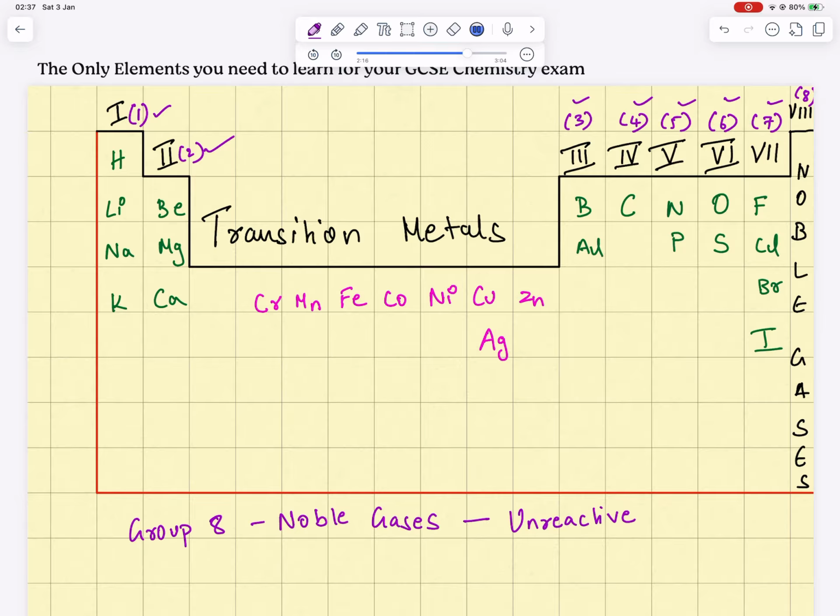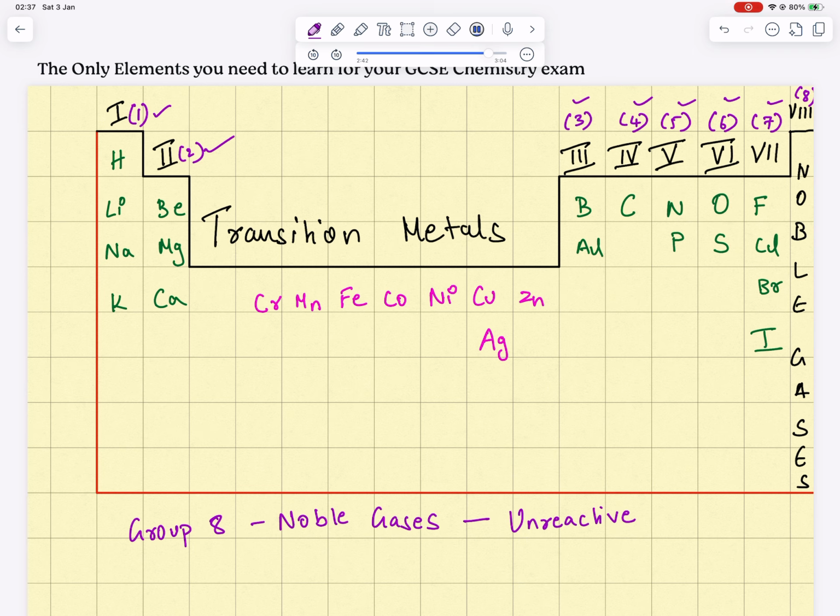Now, looking at the non-metals, from group 4 onwards, you have your non-metals. And again, each group number is telling you the outermost shell electrons. So in group 4, you need to know about carbon. In group 5, you need to know about nitrogen and phosphorus. In group 6, you need to know about oxygen and sulfur. And group 7 are the halogens, which are fluorine, chlorine, bromine, and iodine.